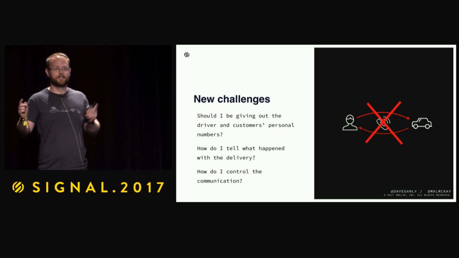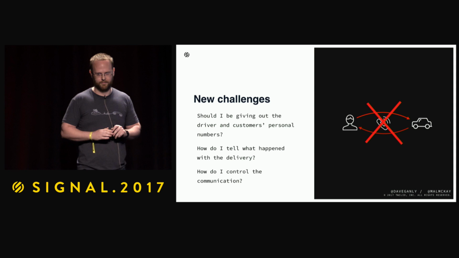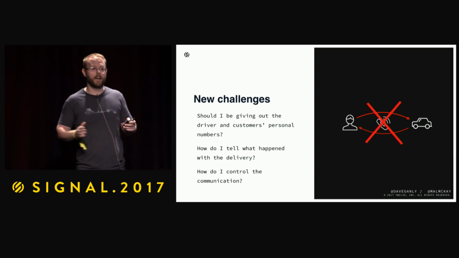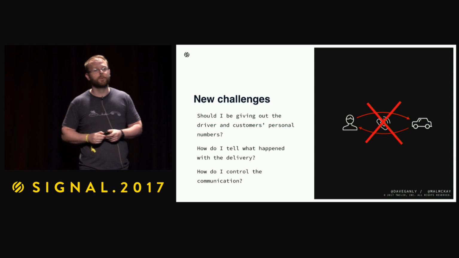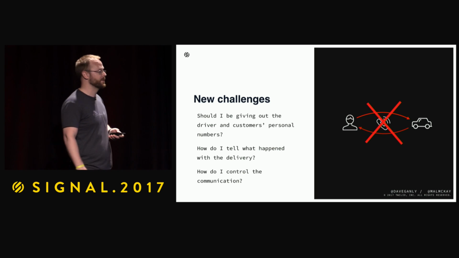How do I control it? How do I stop them talking to each other if it starts to go off on a tangent I don't really want it to? I can't. I have nothing left. I've given out their personal phone numbers. I've given out their contact details. It's out of my hands. It's out of our control as a business.